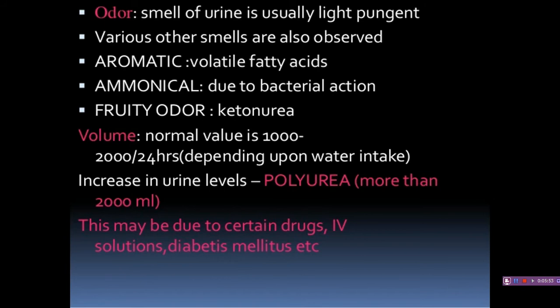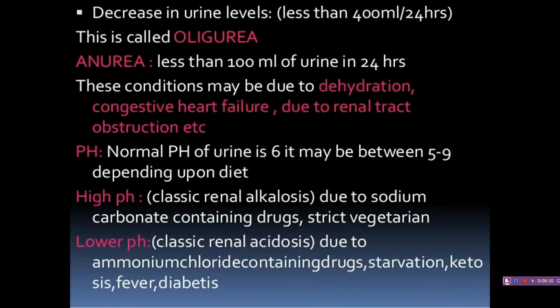If there is increased urine level, that is called polyuria, that is more than 2000 ml. It may be due to certain drugs, IV solution, diabetes mellitus, etc. Decrease in urine level, less than 400 ml per day, is called oliguria, and anuria is less than 100 ml of urine in 24 hours. This condition may be due to dehydration, congestive heart failure, renal tract obstruction, etc.